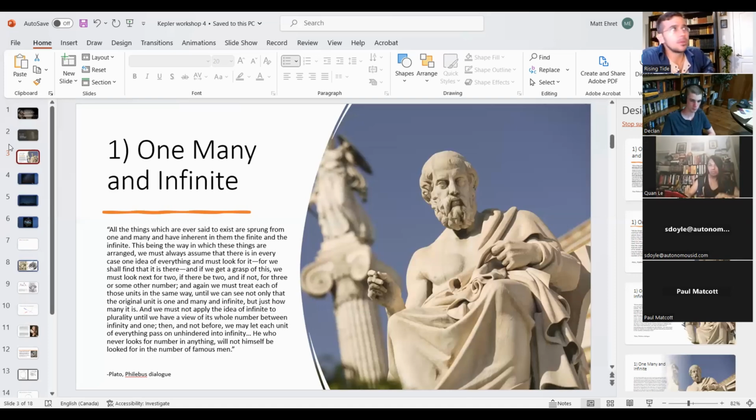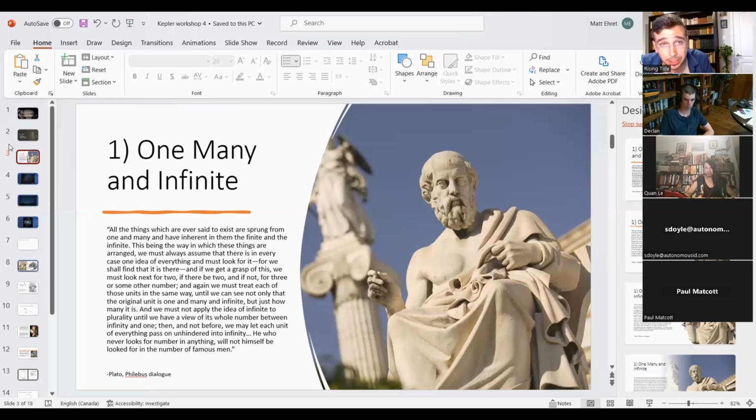And he makes the point that people often make the mistake of discovering that things can be either one or infinite, and will get lazy-minded and skip over and not think about the quantized finiteness within the boundary conditions of the one and the infinite. So Socrates speaks, or Plato speaks through Socrates, saying, all the things which are ever said to exist are sprung from one and many, and have inherent in them the finite and the infinite.